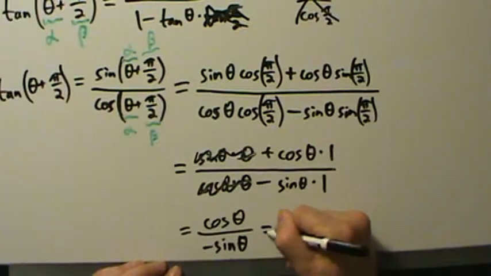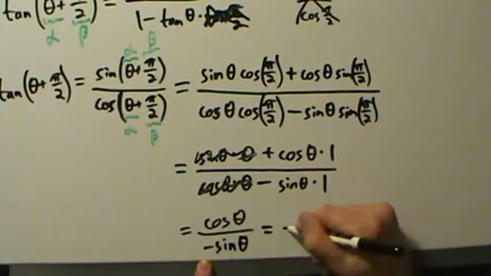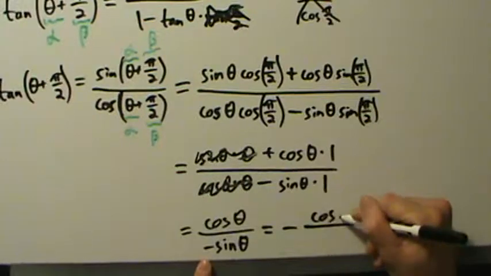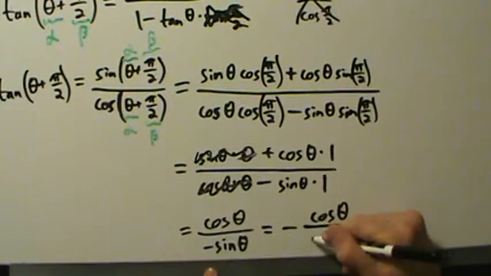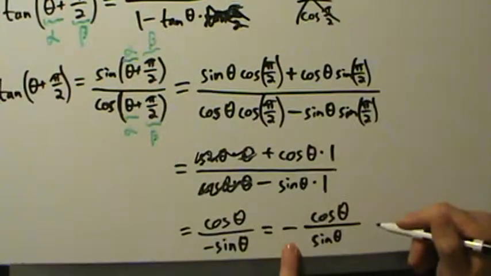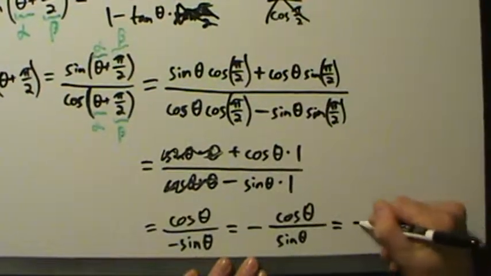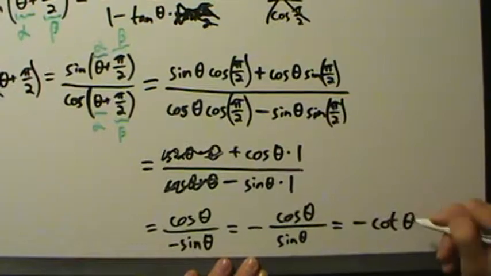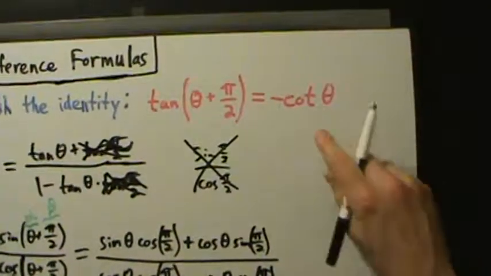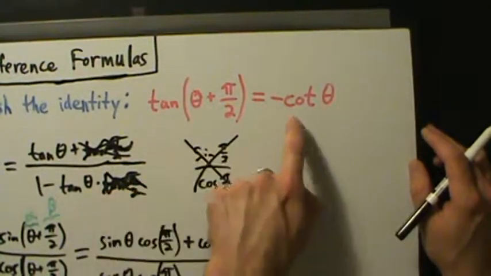Okay. So with the negative sign on the bottom, just like that, we can pull it off to the side, whether it's on the top or the bottom, and then we'll have cosine of theta over sine of theta with the negative sign out here. And remember, cosine divided by sine is the cotangent, so this is negative cotangent of theta. Okay? And that's exactly what we wanted, right? We wanted to show that this equals that.